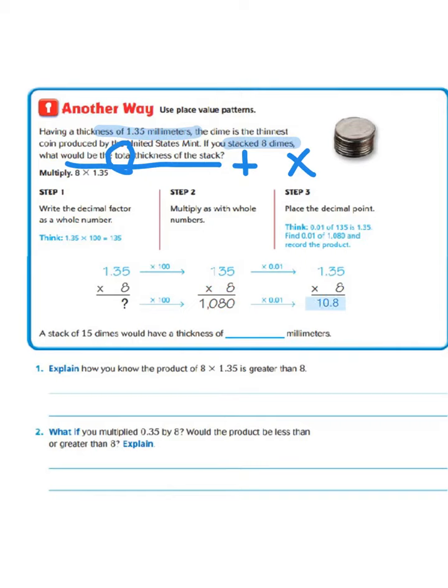And when we move our decimal place 2 places to the left, we end up with an answer of 10 and 8/10, or 10 and 80/100. But of course you can drop the last zero as I did here. So a stack of 8 dimes would have a thickness of 10 and 8/10 millimeters.